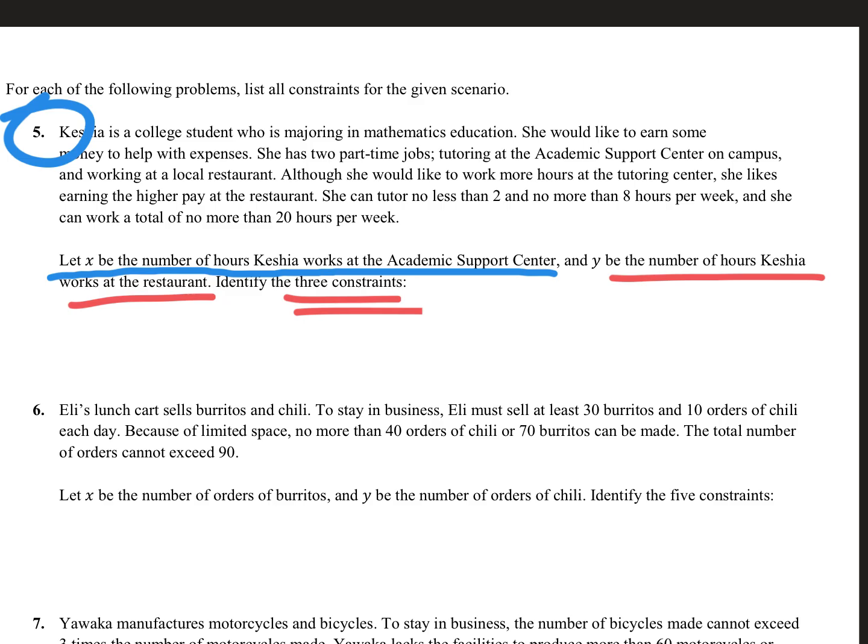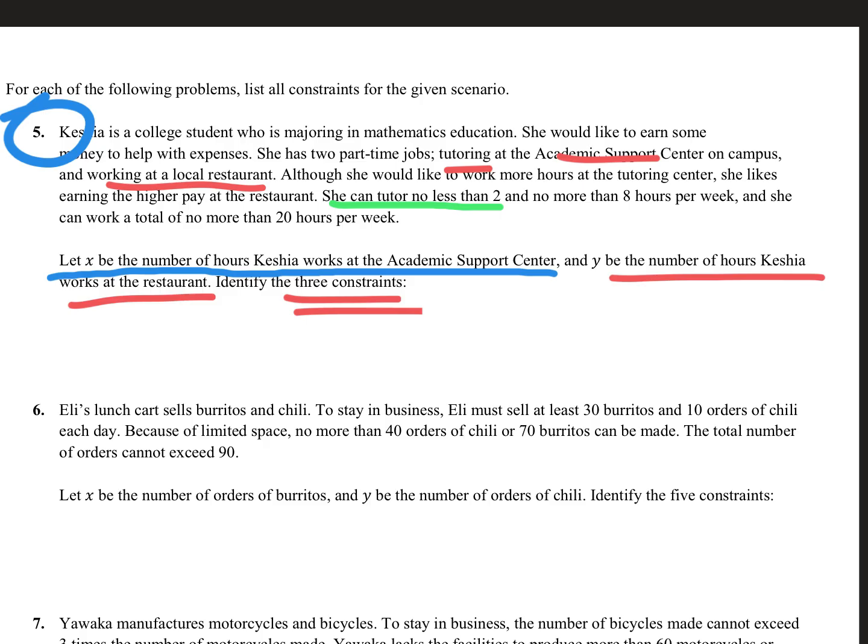Okay, so Kesha is a math ed major. She wants to earn some money to help with expenses, 2 part-time jobs, tutoring at the support center and working at a restaurant. Okay, so those are the 2 things, X and Y. Although she would like to work more hours at the tutoring center, she likes earning the higher pay at the restaurant. Okay, so she's going to do both. Here we finally have an equation. She can tutor no less than 2. That's one equation.